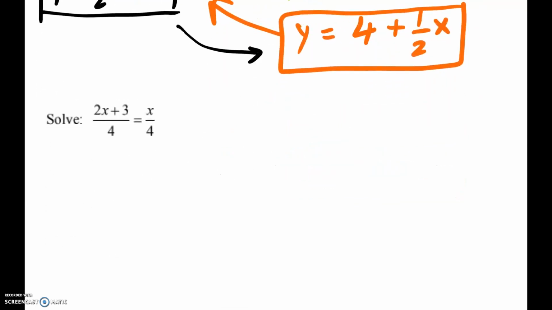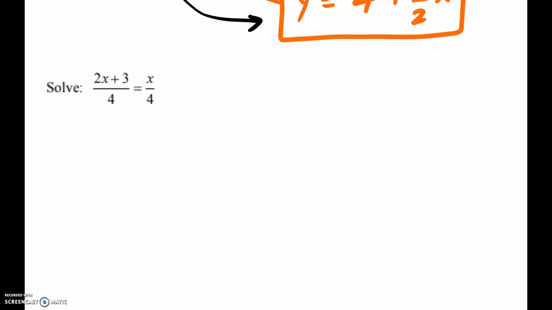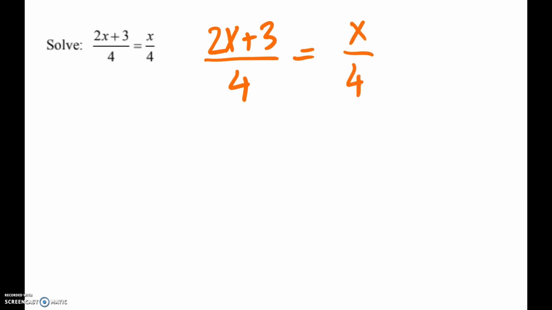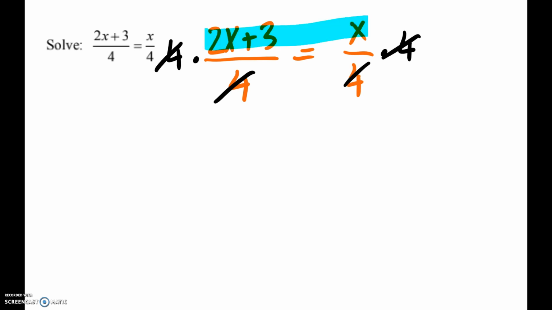I think I can solve one more problem. Let's copy this. 2x plus 3 over 4. I see a proportion here. And I know you just want to do cross multiplication. But before that, I just want you to look at the problem critically. If you multiply both sides by 4, you can really get rid of these denominators. So you're only left with 2x plus 3 equals x.